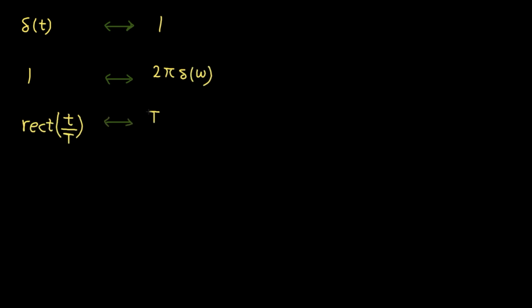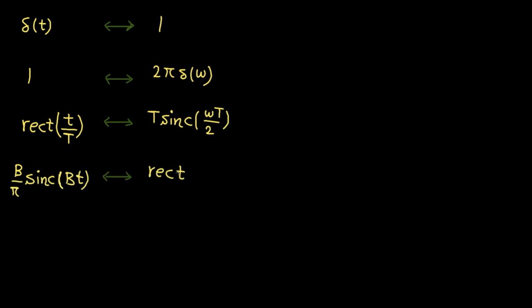Before I move on to the next pair, let me explain something very interesting. So far, we have seen 4 pairs. Delta function in time, 1 in frequency. 1 in time, delta function in frequency. Rectangular function in time, sinc function in frequency. Sinc in time, rectangular in frequency.